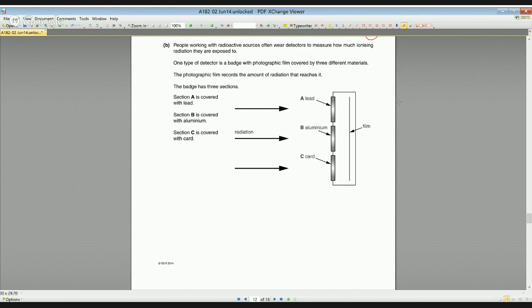So beta radiation, you should know, can get through card, but it is stopped by aluminium and is definitely stopped by lead. So the beta will only be able to get through the card. It would be stopped by the aluminium. It wouldn't get through. So for beta, only C can be used.